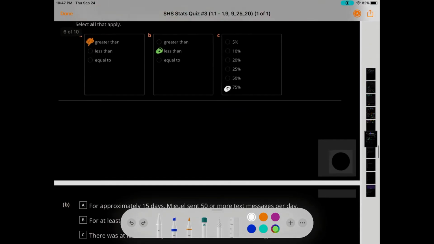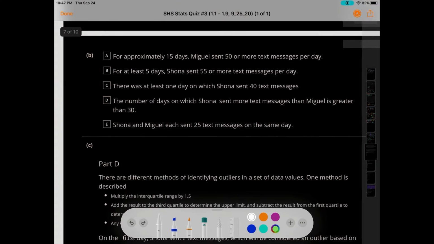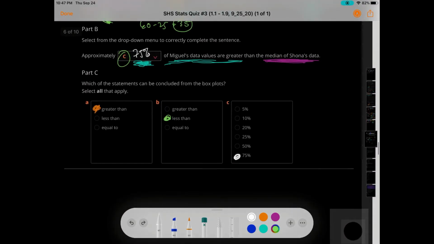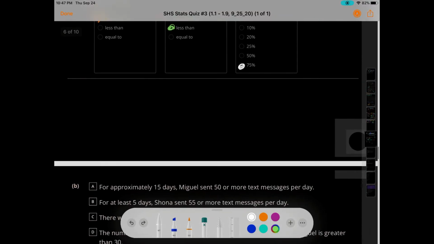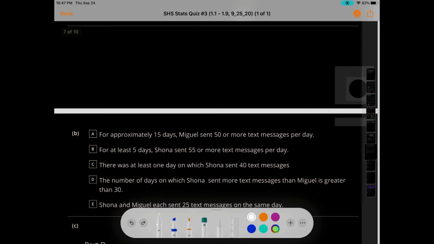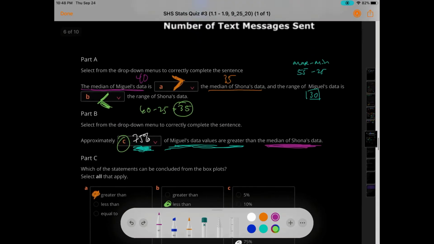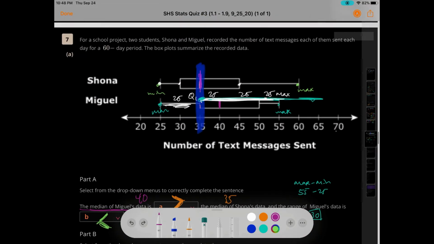All right, part B. Which of the statements can be concluded from the box plots? Select all that apply. I think from here I need to answer the questions. For approximately 15 days, Miguel sent 50 or more text messages per day. So let's go to Miguel and look at 50 text messages. It's getting kind of crazy. Let's erase all this stuff.